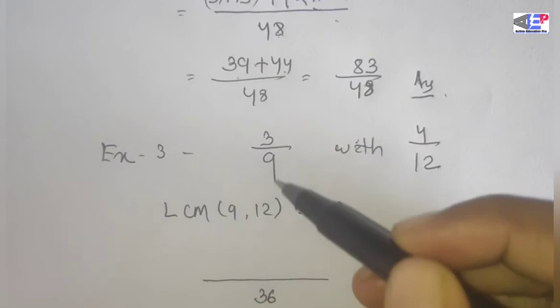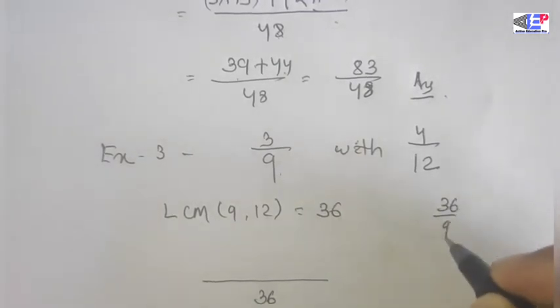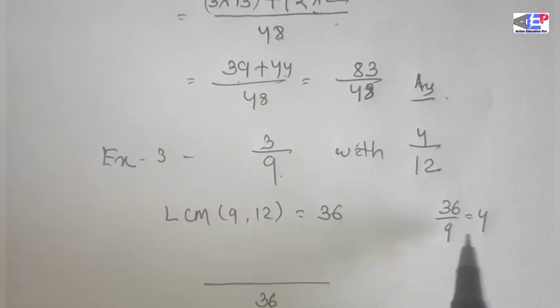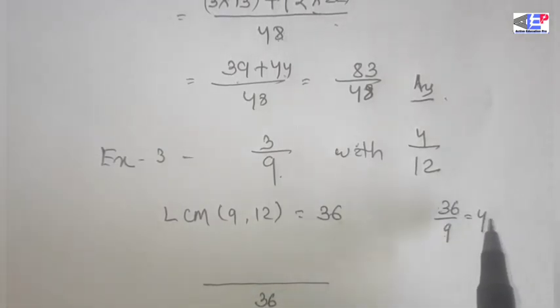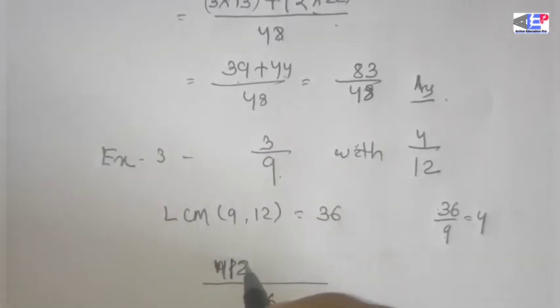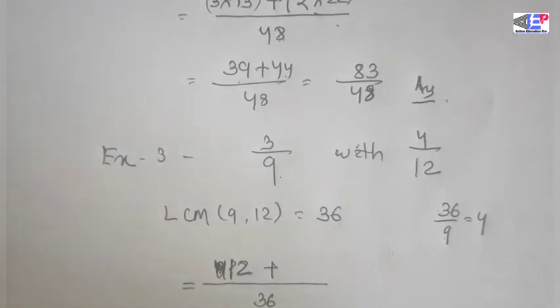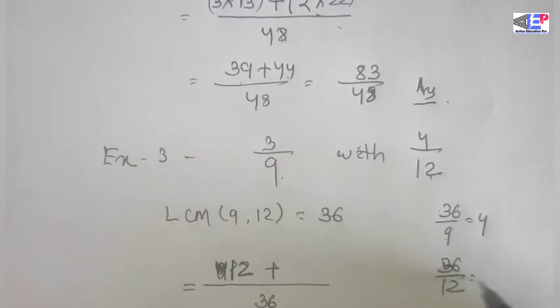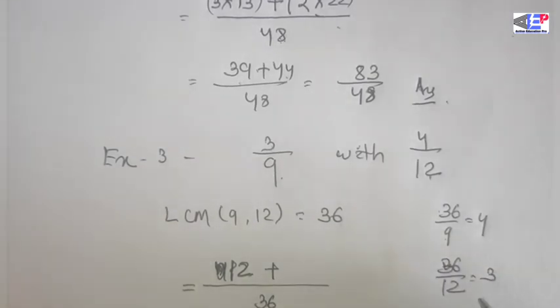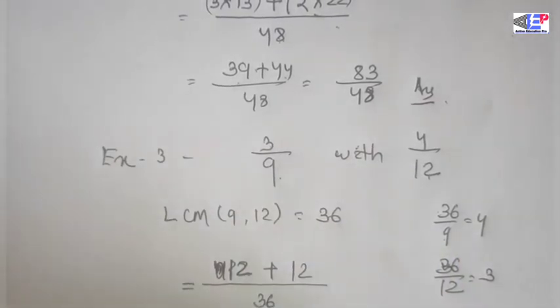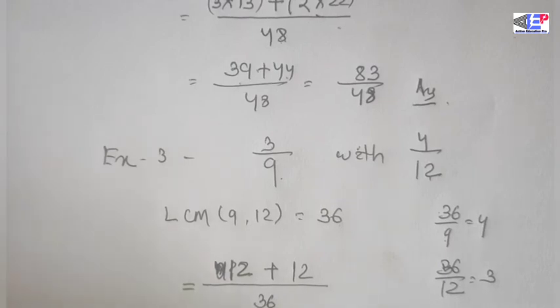Then first divide 36 by 9 and here your answer will be 4. Then multiply with the numerator of this same rational number. 36 by 9 is 4. Then multiply the quotient with the numerator. 4 times 3 is 12, plus divide 36 by 12 and your quotient will be 3. So multiply 3 with 4. 3 times 4 is 12. It will become 24 by 36.